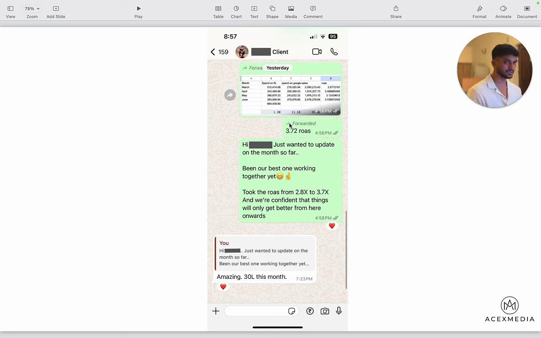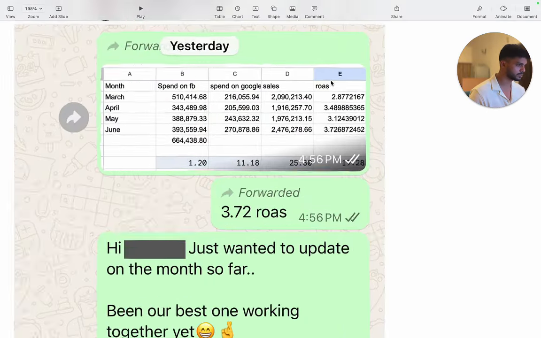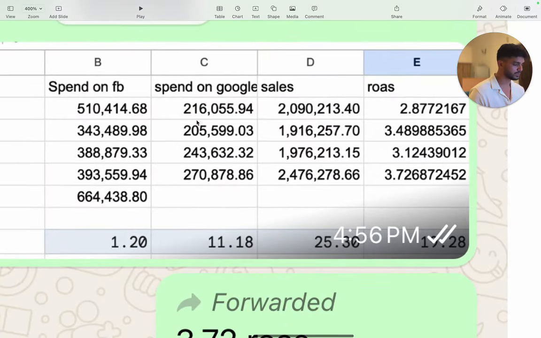Before working with us, they came to us at like a 2x ROAS, and they were roughly doing about 20 lakh, and they were spending close to 7 lakh in ads. So they were not profitable. And the first month we turned it around. I don't know if you can see, but let me zoom in here. So these were the results before working with us: 5 lakh on Facebook, 2 lakh on Google, total sales 20 lakh, 2.8x ROAS.